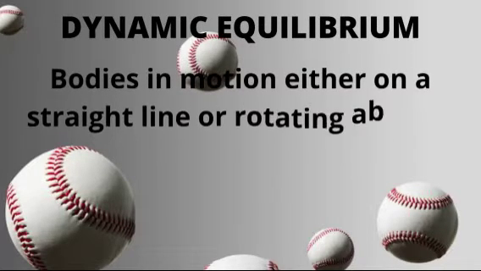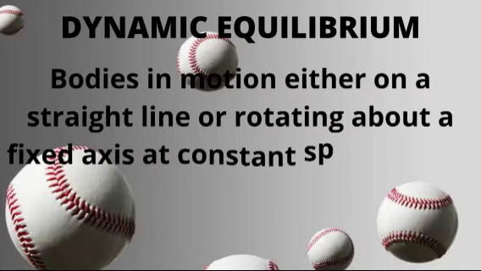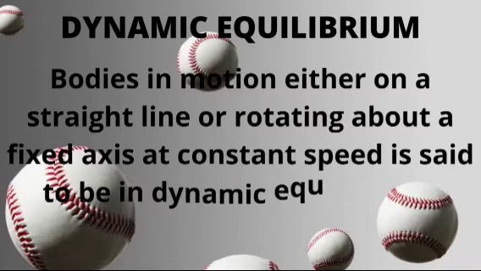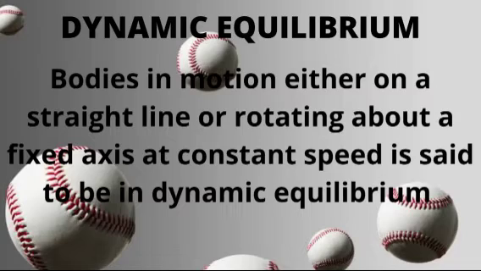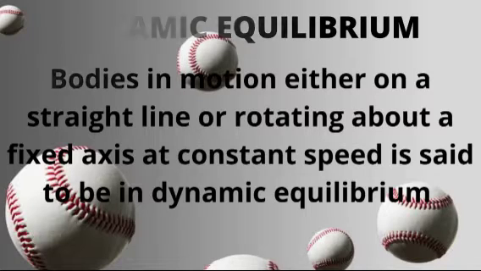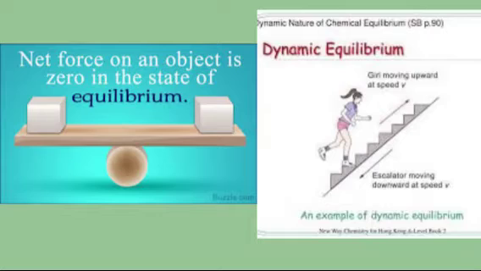And then the second type of equilibrium is what we call dynamic equilibrium. Bodies in motion either on a straight line or rotating about a fixed axis at constant speed are said to be in dynamic equilibrium. So equilibrium of different forces acting on an object can be achieved either when the body is at rest or when the body is moving. But when it is moving, it has to be in constant velocity.